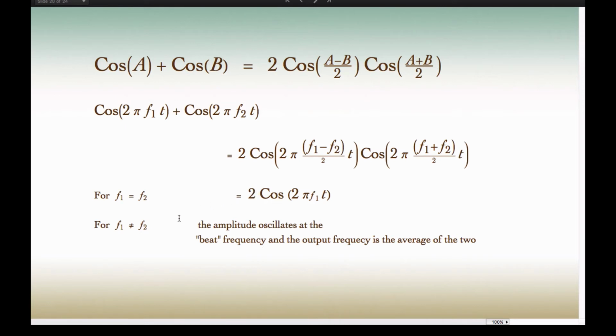The interesting case, though, is when the two frequencies are out of tune. And when that occurs, you have an oscillation here that's the average of those two frequencies, and the amplitude of that oscillation will be proportional to the difference. This frequency here, f1 minus f2 over 2, is referred to as the beat frequency. Let's look at an example of this.